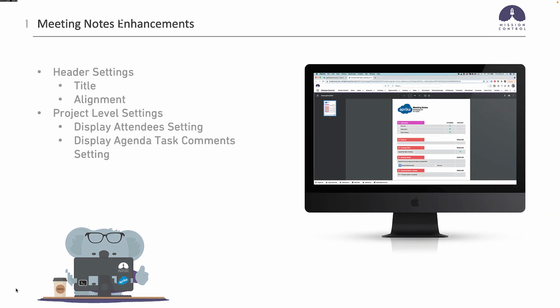Few enhancements to the meeting notes PDF. You're able to customize the title, so you can see there on the screen where it says meeting notes. You can provide your own more generic description there. You can also choose to left, center, or right align that header section, and you've also got the ability to control whether you display the attendees and whether you include the comments on the agenda tasks as well.